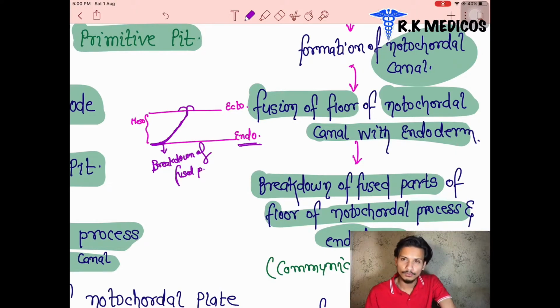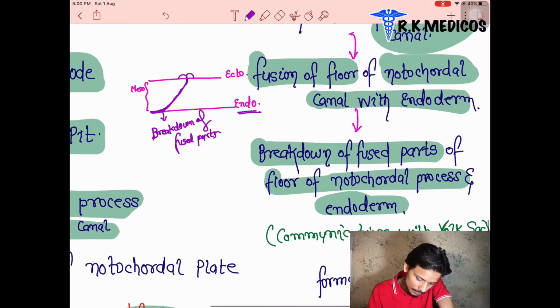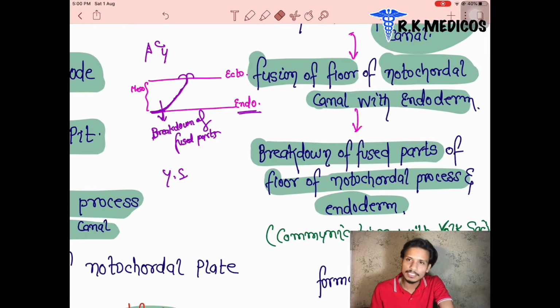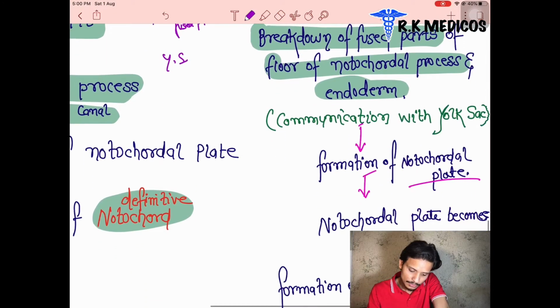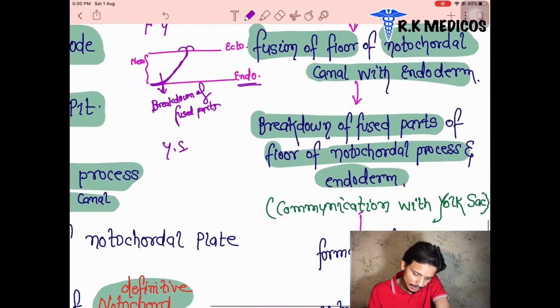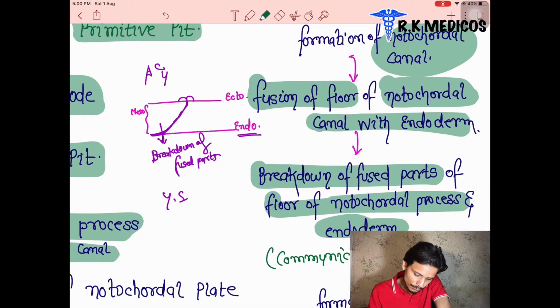The part of the notochordal process coming from the blastopore fuses with the endoderm layer, and after the fusion there is a communication in between. Here is the amniotic cavity and here is the yolk sac cavity. Inside them the fluid is filled, so they communicate through these canals, and after that there is a fusion, forming the notochordal plate. After the fusion, in this region they fuse.